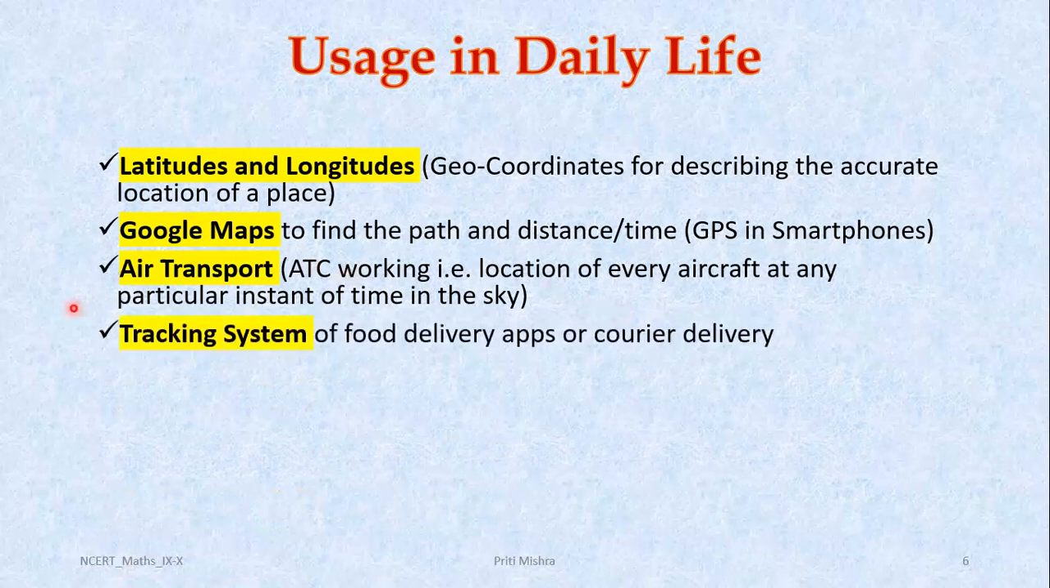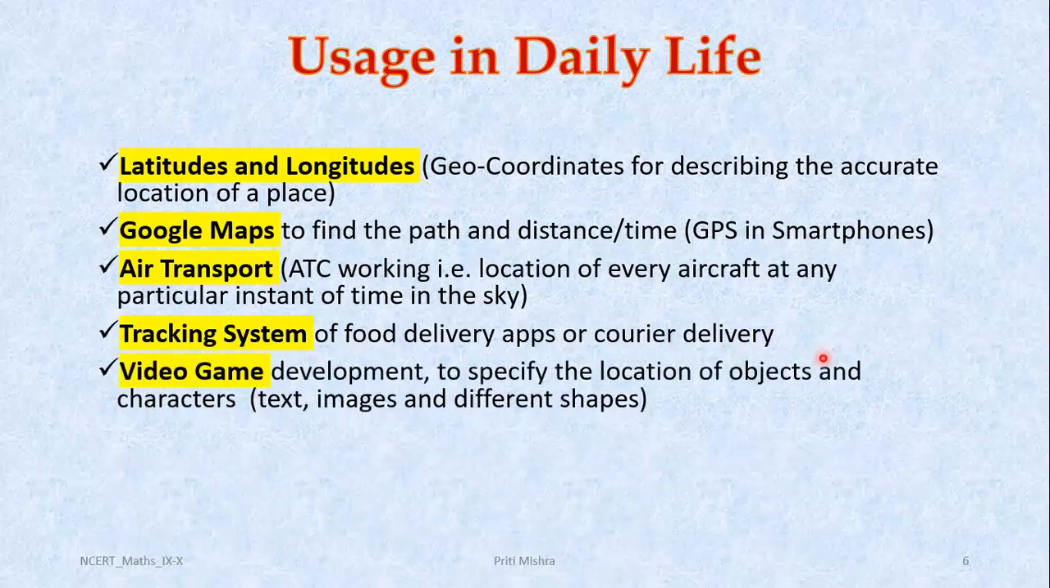Next, in the tracking system, we are using coordinate geometry, like we are mostly using Zomato, Swiggy, and courier delivery apps like Blue Dart, and many shopping sites like Amazon, Flipkart, and Myntra. These all are working on the principle of live tracking system, which is basically working with the help of coordinate geometry just by finding out the geo coordinates.